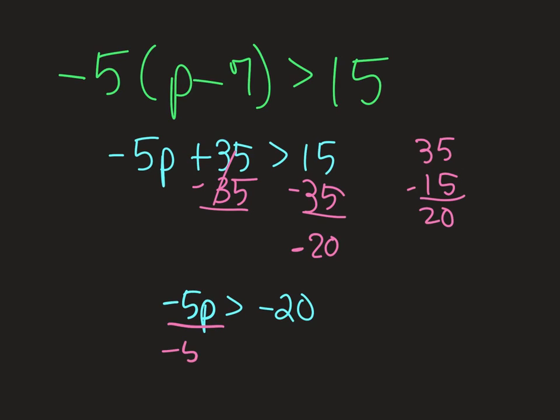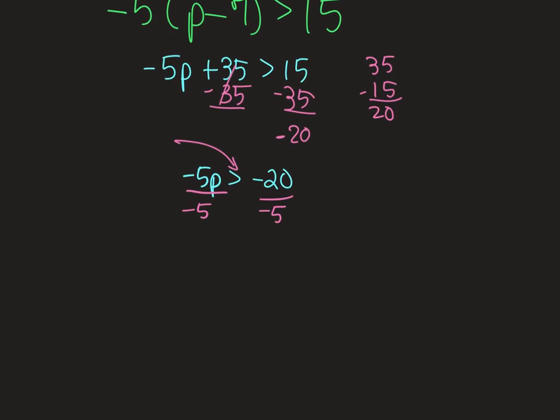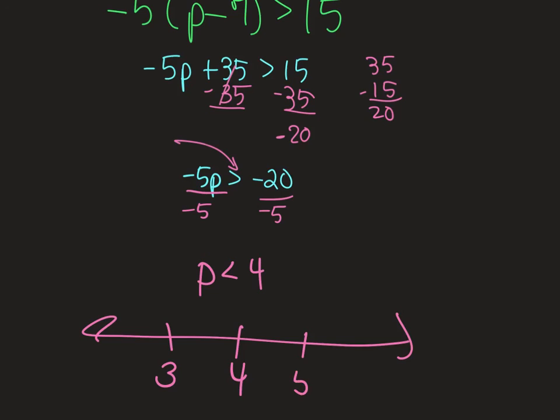I'm now dividing, and it's dividing by a negative. So that means that that alligator mouth has to change directions. So now p is less than instead of being greater than. Two negatives make a positive. I need a number line. Here's my 4. Here's my numbers on each side. Open dot, color left.